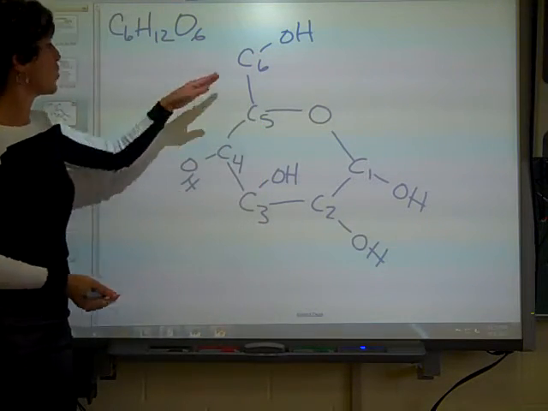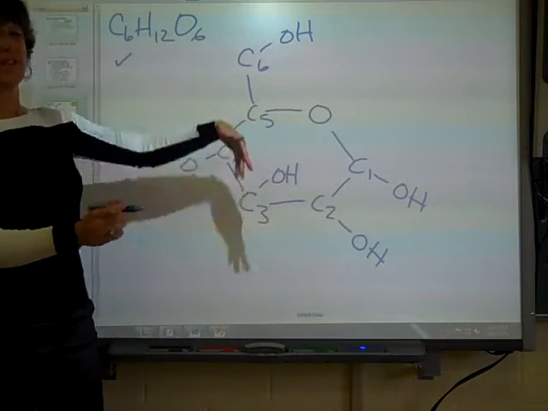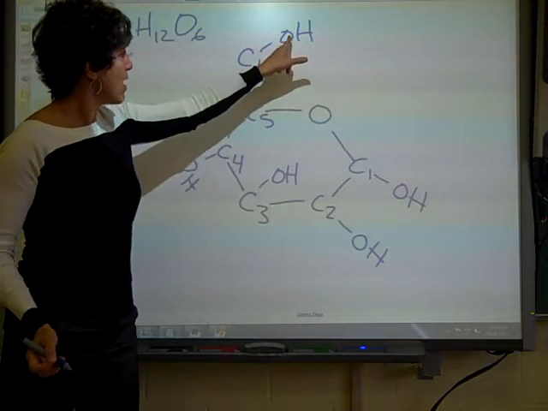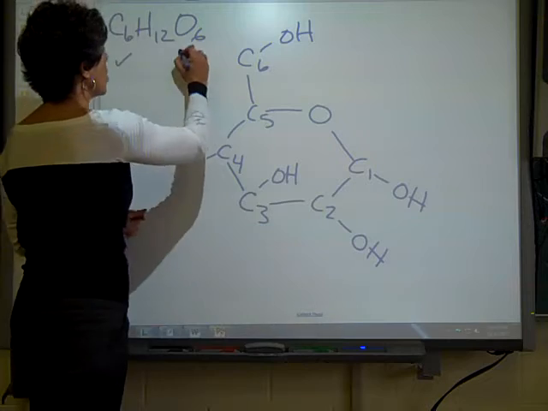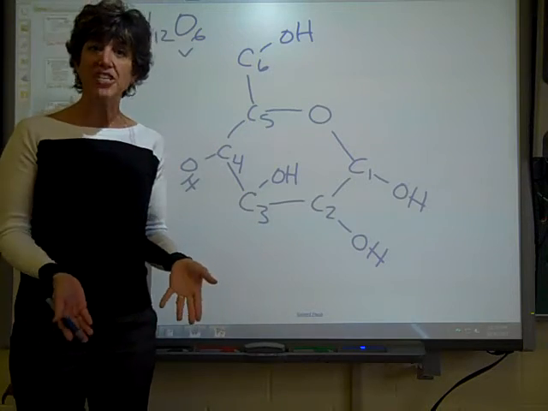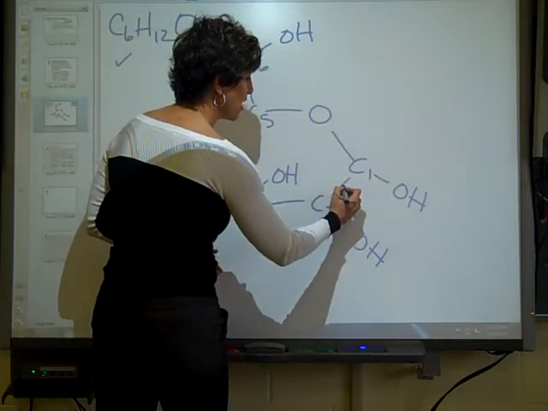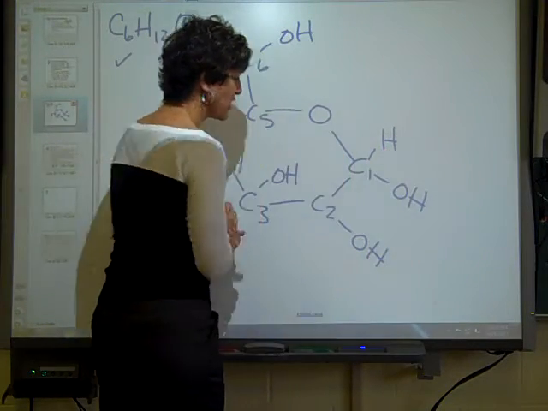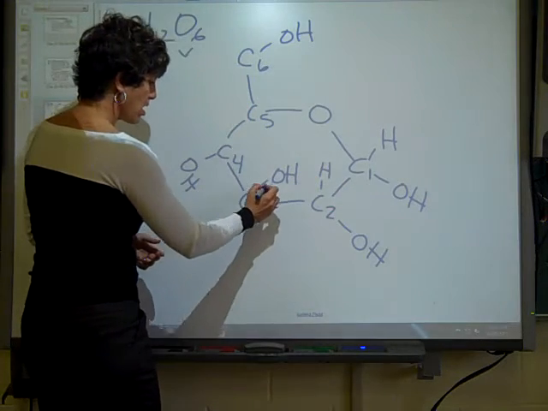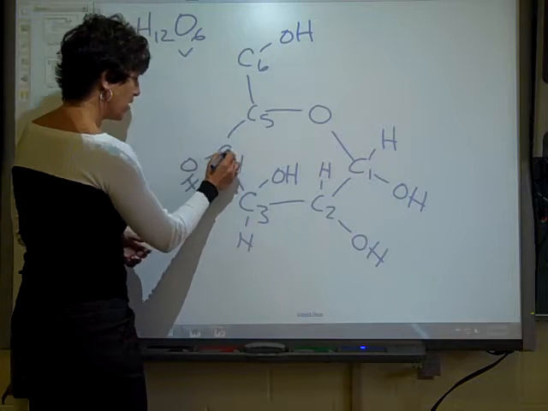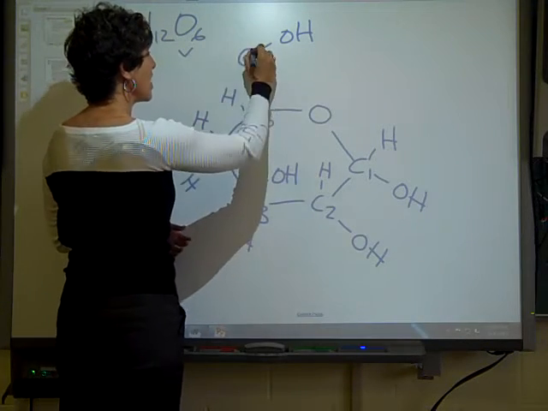If we check so far, we have 1, 2, 3, 4, 5, 6 carbons. We definitely don't have 12 H's yet. We have 1, 2, 3, 4, 5, 6 O's. So the only thing we have left are H's, and every carbon needs 4 bonds total. So we go to this carbon, 1, 2, 3 bonds already, we'll give it an H. 1, 2, 3 bonds already, we'll give it an H. 1, 2, 3 already, 1, 2, 3 already, 1, 2, 3, this one needs an H, and this one needs 2.